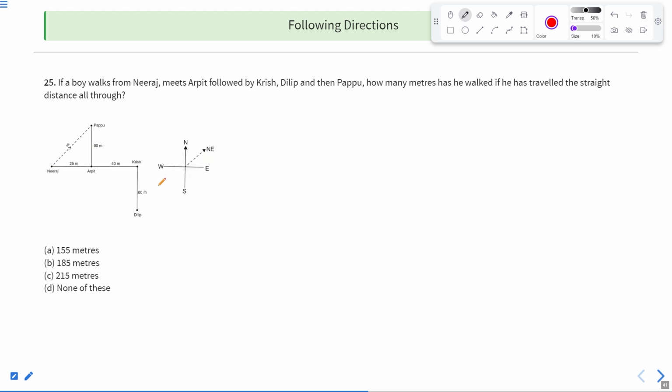If a boy walks from Neeraj, meets Arpit, then goes in this direction, followed by Krish, Dilip, then Pappu, how many meters has he traveled, the straight distance all through? So first we have Neeraj to Arpit, followed by Arpit to Krish, followed by Krish to Dilip, followed by Dilip to Pappu.